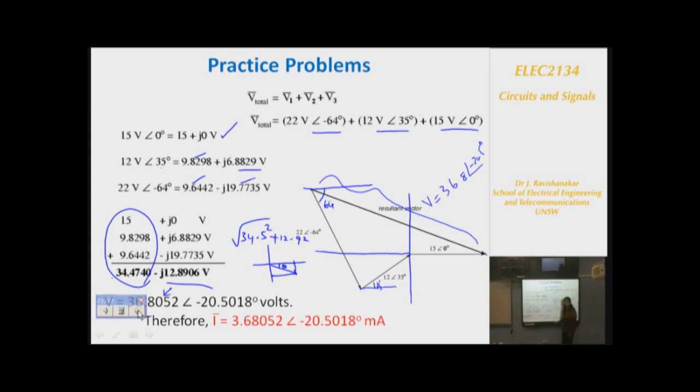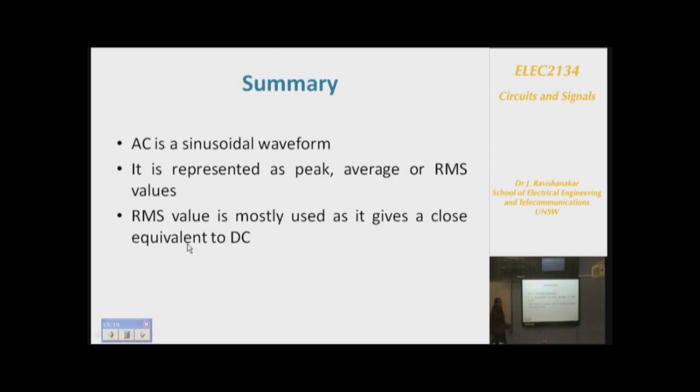So this is the vector representation of all the three voltages added together, and since it is a pure resistor, we see that it is just directly dividing the magnitude of the voltage by the resistance. It gives you the current. The angle of the current remains the same.